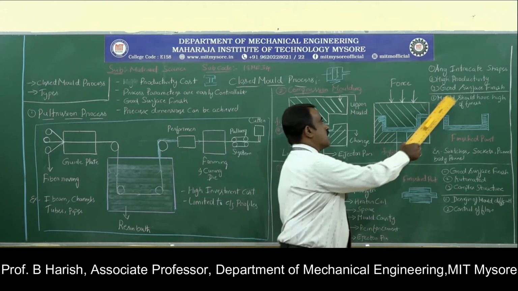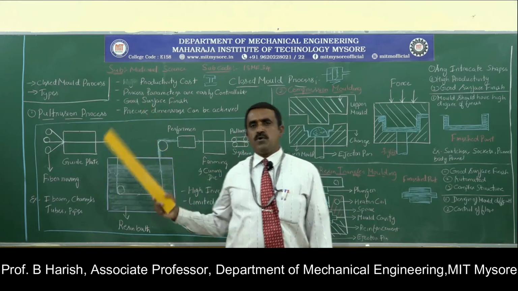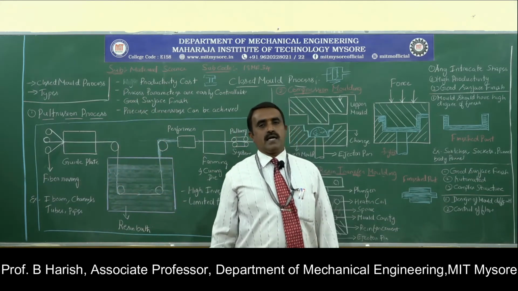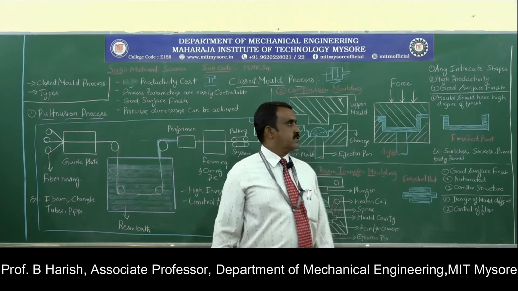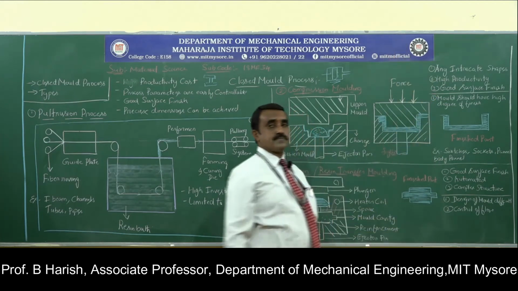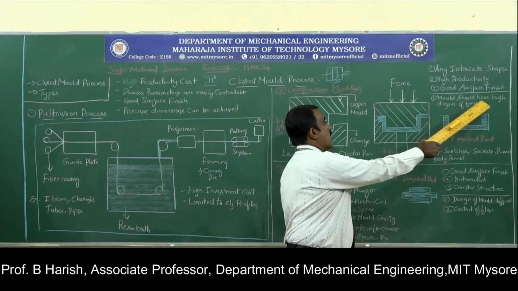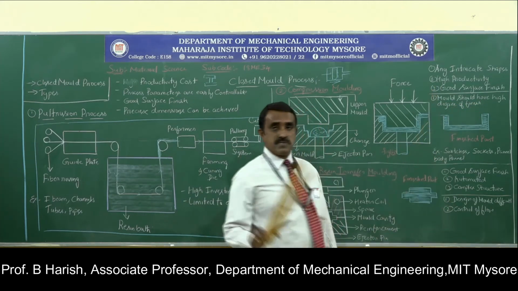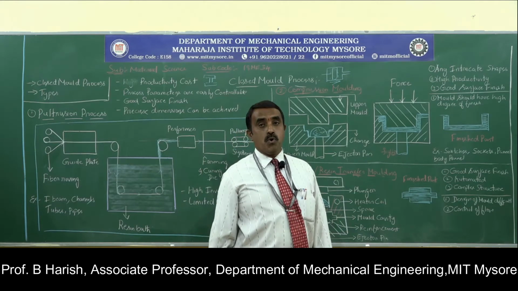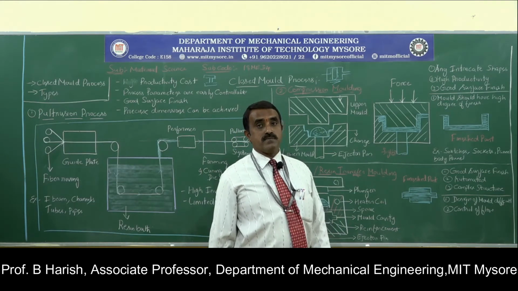Then come to the third one, good surface finish. This is common in the case of the pultrusion process too. I can get a very good surface finish. So these are the advantages. At the same time, it has certain disadvantages. The mold should have a high degree of finish. This is very important.